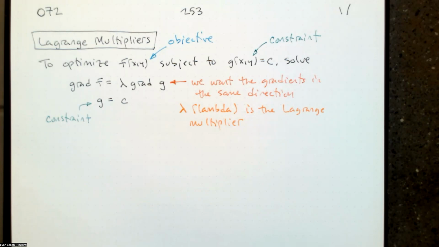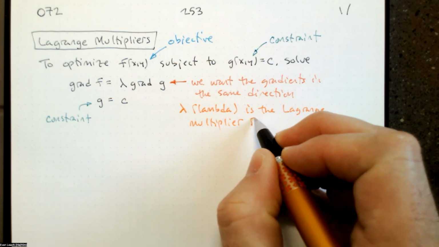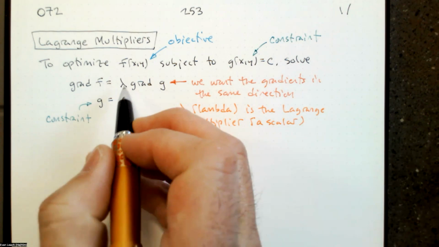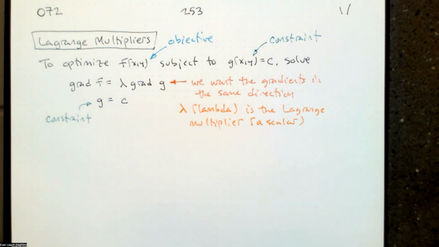If we think in terms of magnitude, lambda is a scalar. We can see it's a scalar by the way I'm using it. Gradient of f is a vector, gradient of g is a vector. Lambda must be a scalar because I just have lambda shoved up against a vector. And the only way that makes sense is if lambda is a scalar. So let's think in terms of magnitudes, what lambda represents.